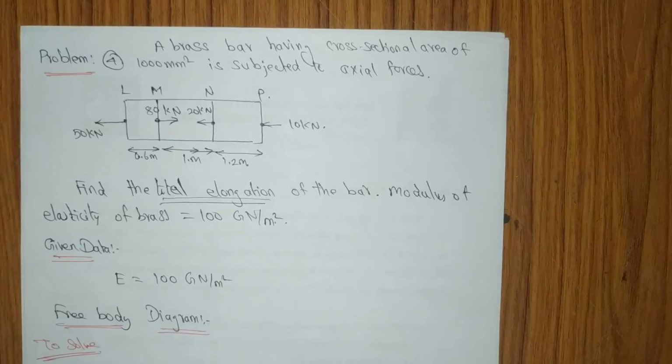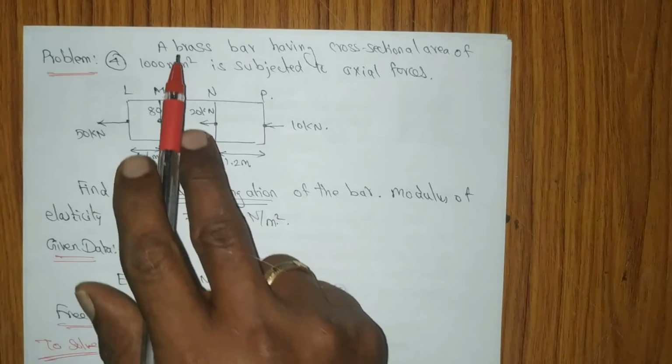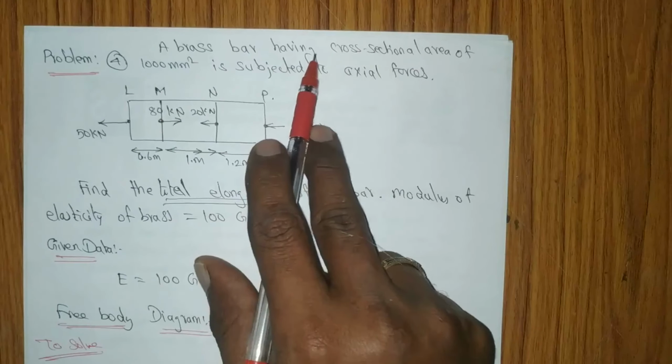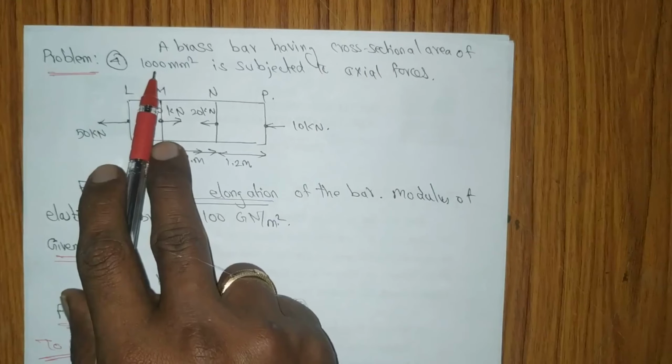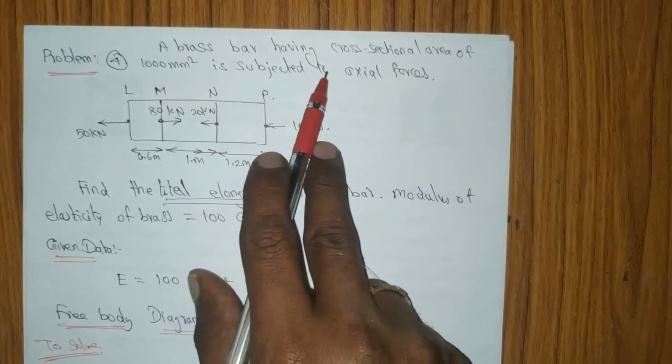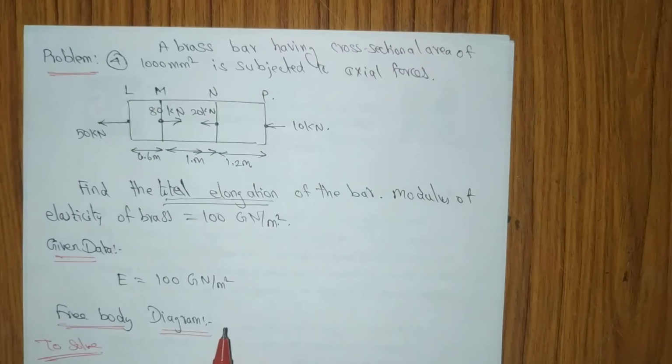So in this problem number 4, a brass bar having a cross-sectional area of 1000 mm square is subject to an axial force. Here we have multiple bars and loads acting at different positions. For example, 50 kN acts at L, and there are loads at M, N and P. Find the elongation of the bar.